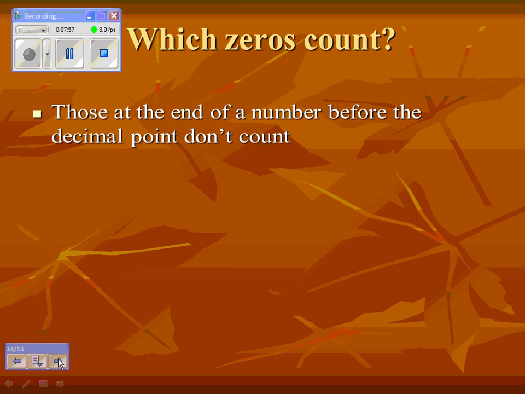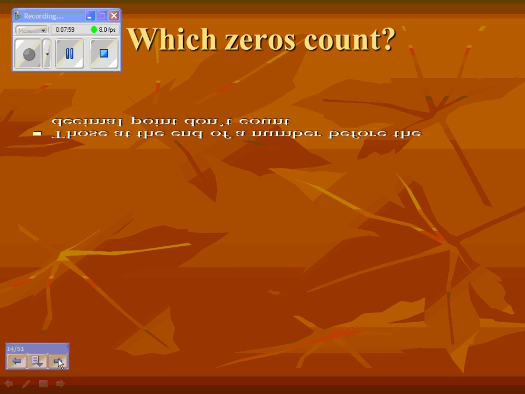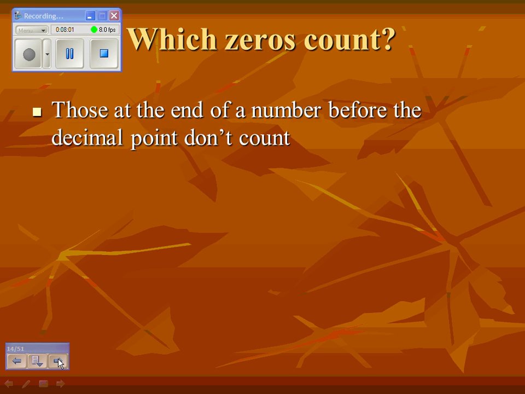The zeros that are not going to count are the ones that are before a decimal point. So if I have 420, then there's no decimal point in that number. So that 0 is not significant. Again, I have estimated that 0, just like on our example of 142.